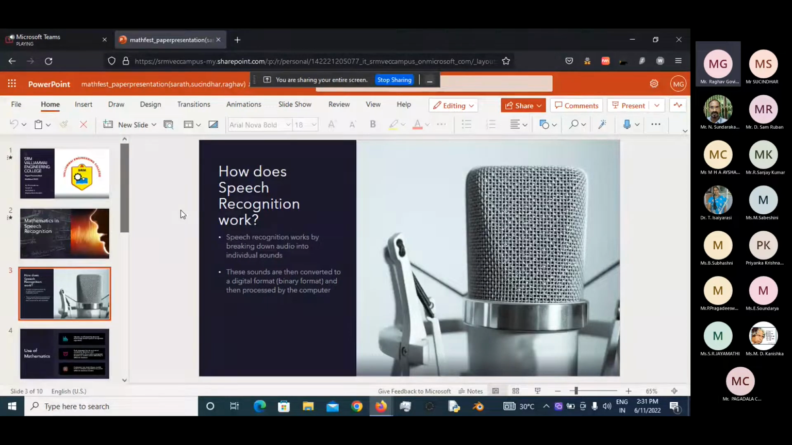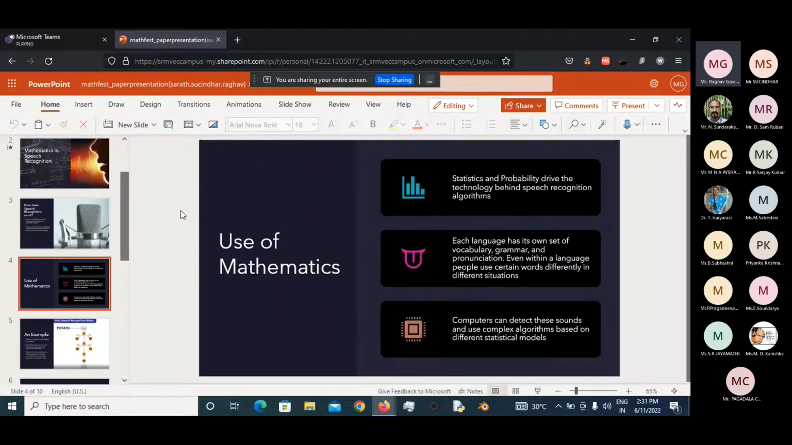So, speech recognition works by breaking down your voice into individual sounds. And these individual sounds are converted to a digital or binary format and then processed by the computer. Now, how the computer actually does it can be broken down into 3 processes. The main mathematical model used here is models involving statistics and probability.